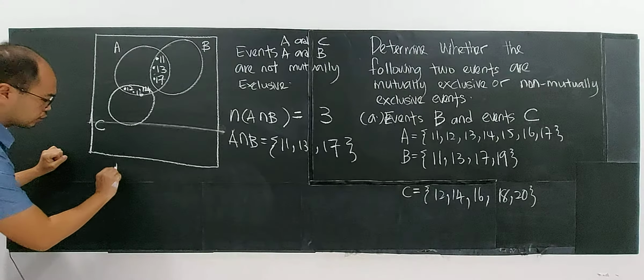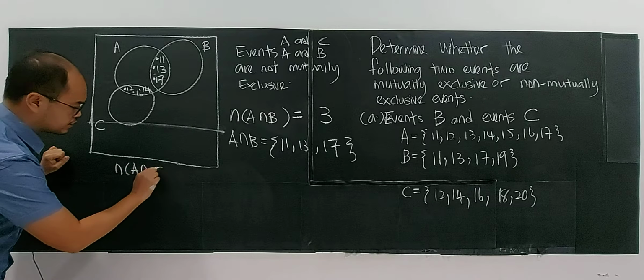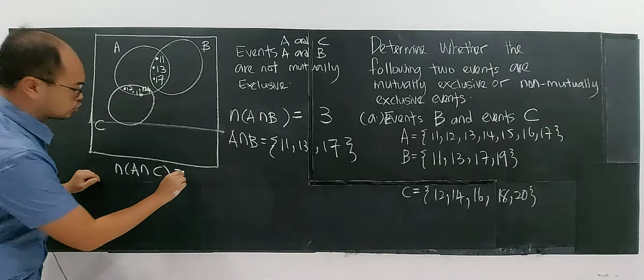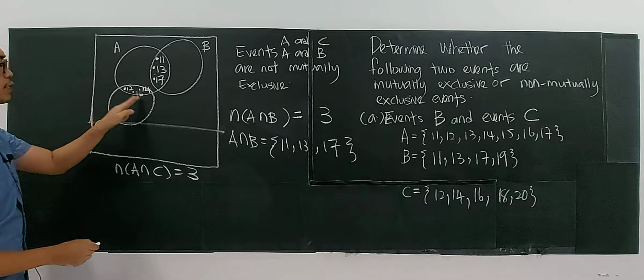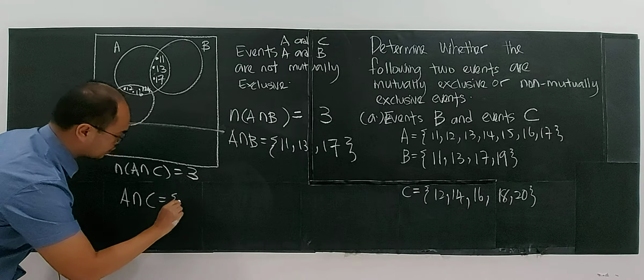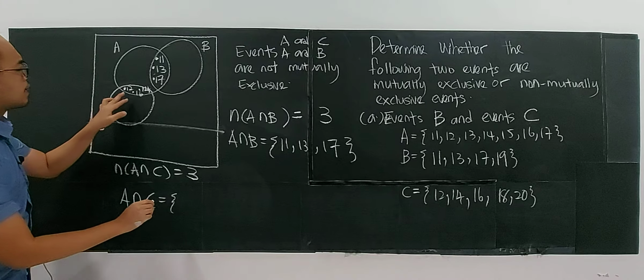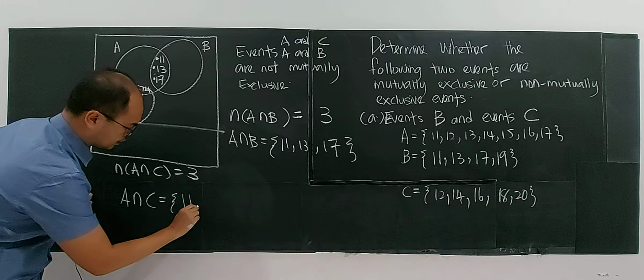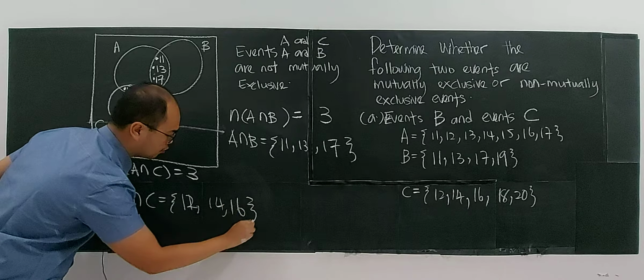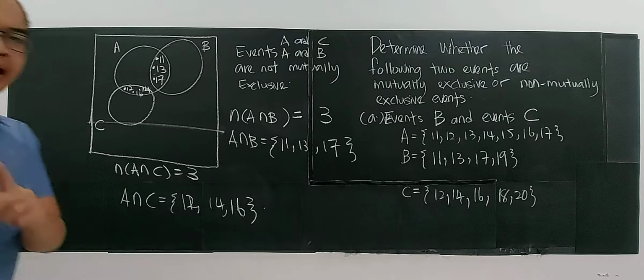And for A and C also, A intersect C has 3 elements, and the elements they are sharing are 12, 14, and 16. So they are also non-mutually exclusive.